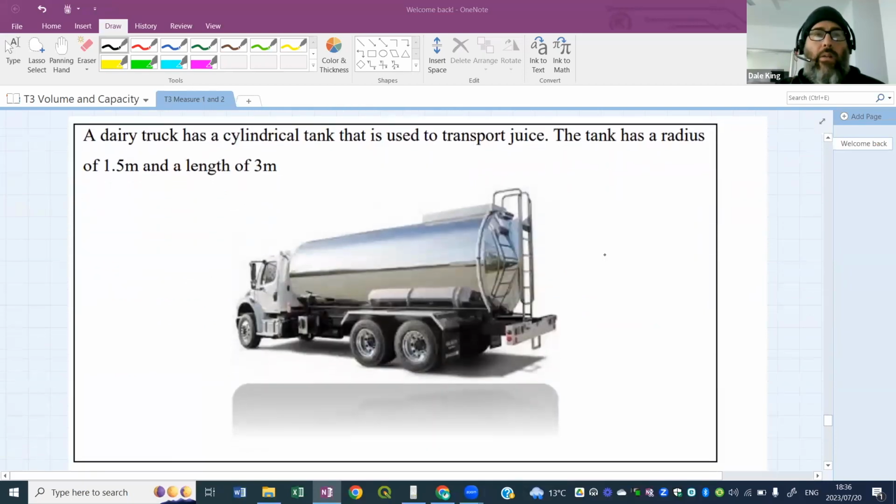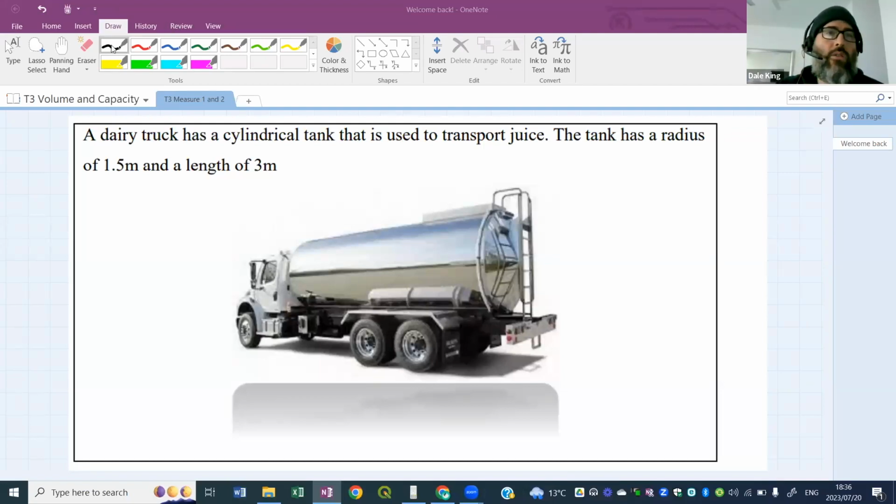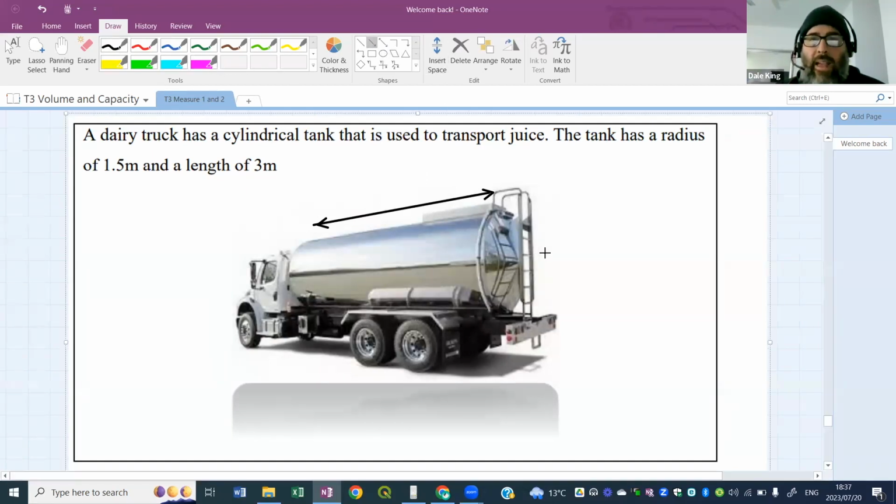Okay, here we go. What do we have here? A dairy truck has a cylindrical tank that is used to transport juice. The tank has a radius of 1.5 meters and a length of 3 meters. So the first thing I'm going to do is draw this onto the diagram. I need a dimension there, and I need a dimension here for the radius, right?